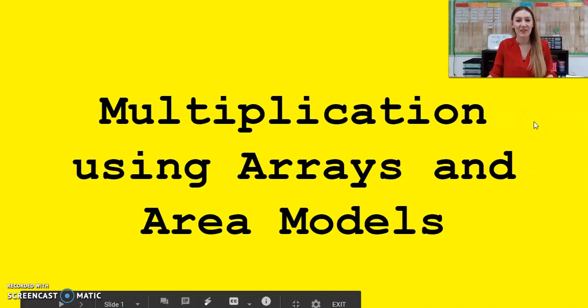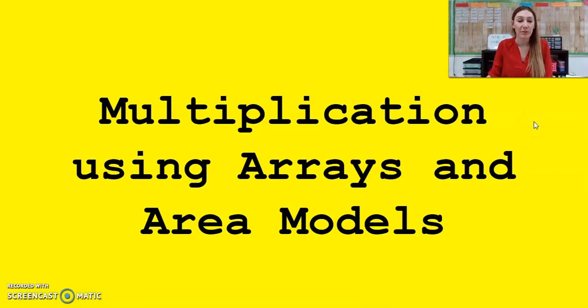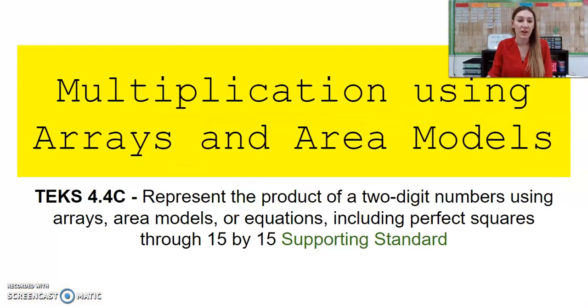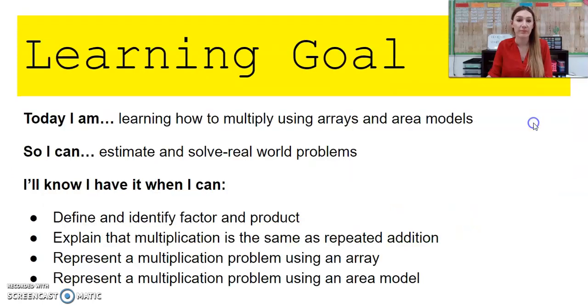Hey mathematicians, today our lesson is over multiplication using arrays and area models. Our TEK is 4.4C, represent the product of two-digit numbers using arrays, area models, or equations, including perfect squares through 15 by 15. Let's go ahead and read our learning goal together.